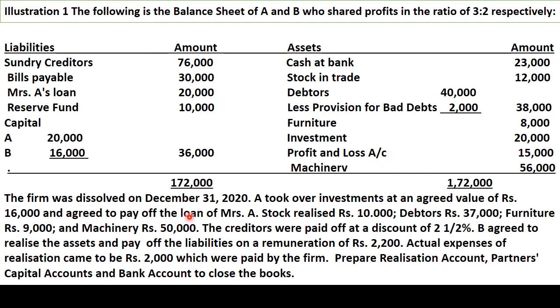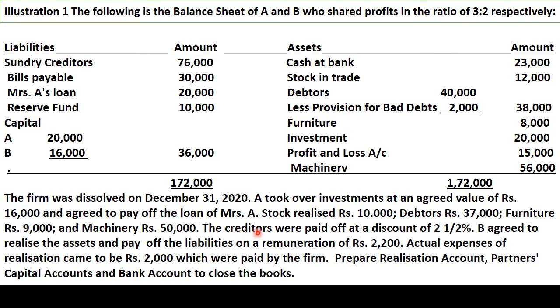old ratio. Now adjustments. The firm was dissolved on 31st December 2020. It took over investment at an agreed value of 16,000. It means A is taking that asset, and we will show that thing on realization account. He agreed to repay his wife's loan. And stock realizes rupees 10,000, debtors realize rupees 37,000, furniture realizes rupees 9,000, and machinery realizes rupees 50,000.